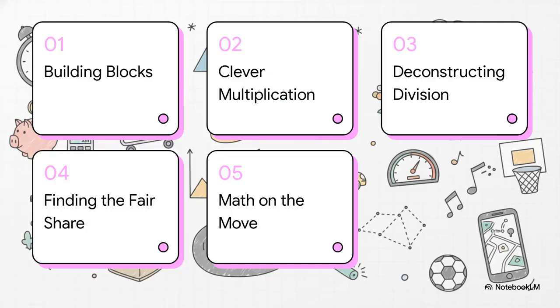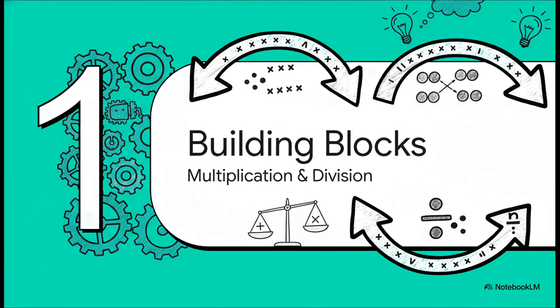So here's our game plan. We're going to start with the absolute basics, the building blocks, multiplication and division. Then I'm going to show you a really cool mental math shortcut. After that, we'll get into what happens when numbers don't divide so cleanly, we'll explore how we find a fair share using averages, and then we'll wrap it up by seeing how all this math keeps us moving. All right, let's dive right in with the fundamentals.